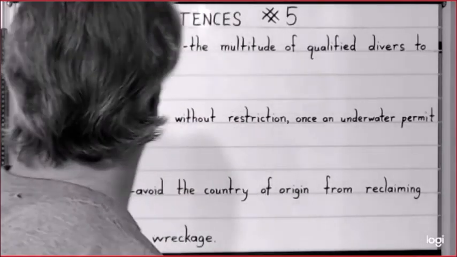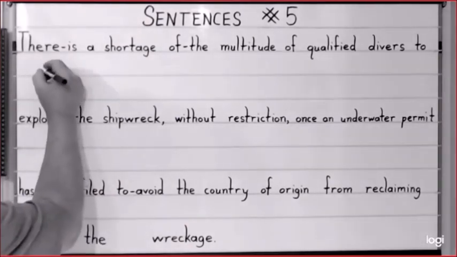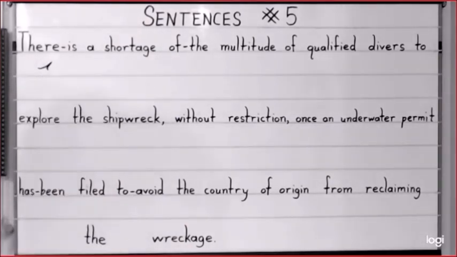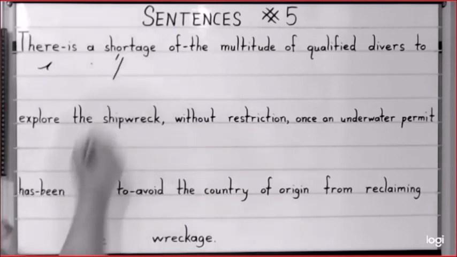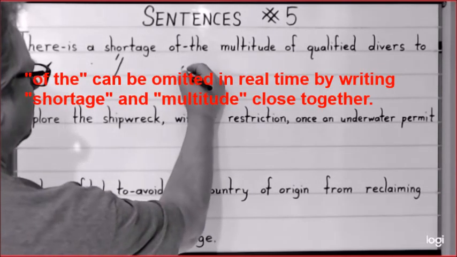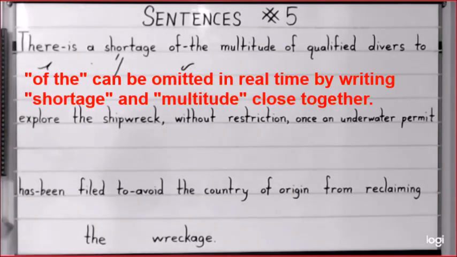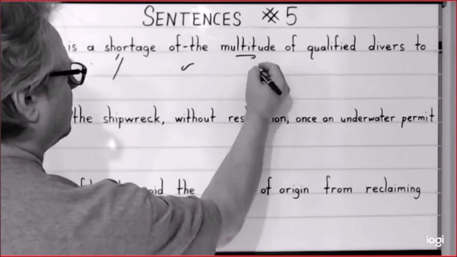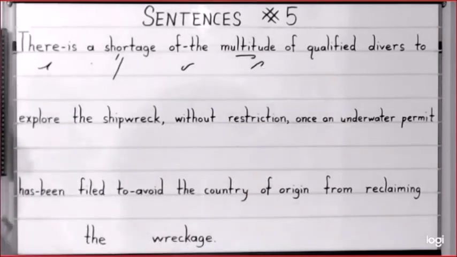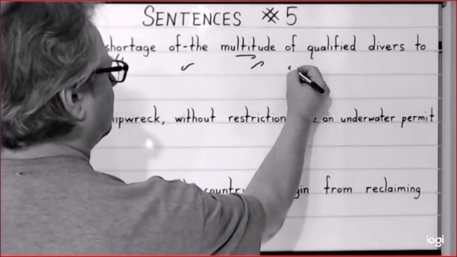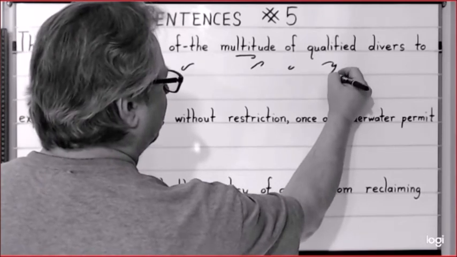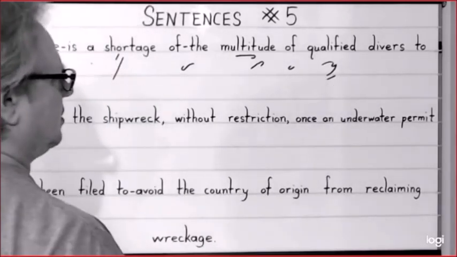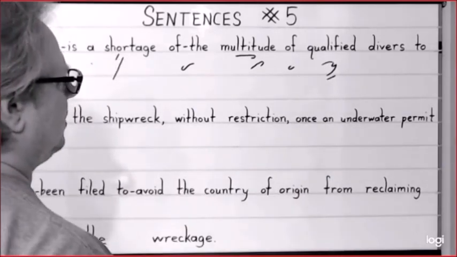On to sentence number 5. So the phrase there is the TH and the S, a dot. Shortage is an SH above the line, and then a J next to it. Of the is an O and TH. Multitude is an M, U, and a separate T, U. Of is an O. Qualified, this is a K, O, F, and then a T for the past tense qualified.